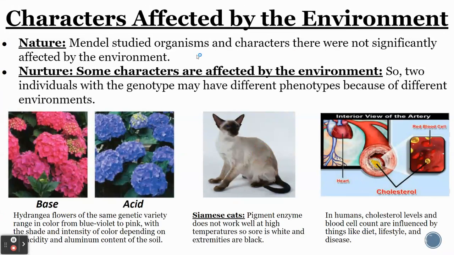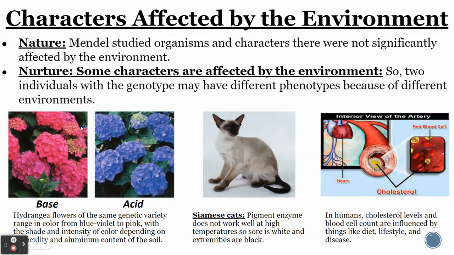But in reality, things are affected by the environment. Characteristics are affected by your environment. So Mendel really studied organisms where characters were not significantly affected by their environment. He had a very controlled place, so there was not much of that effect. It's called nature versus nurture, where characters are affected by the environment. So you might have two individuals with the exact same genotype, but their phenotype is different.